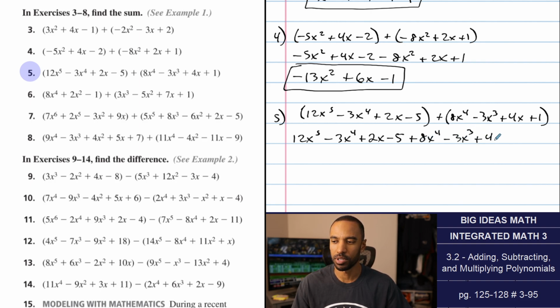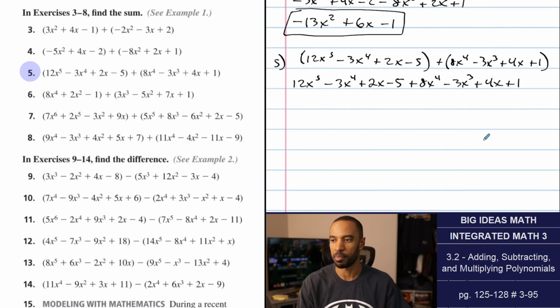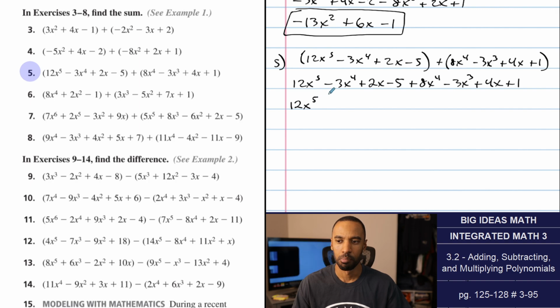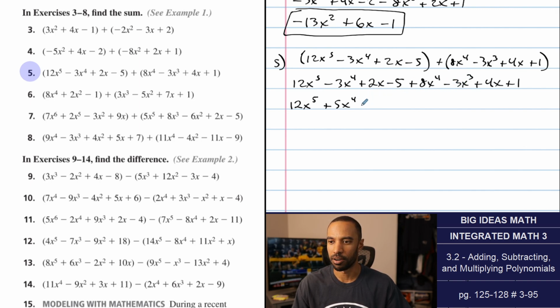But anyway, what you see once again for these sums, they say find the sum. Each of these, I'm just rewriting the original problem, but without parentheses, basically. There was no other fifth degree term. Negative 3x to the 4th plus 8x to the 4th is 5x to the 4th. I have an x cubed term, part of the standard form over there, so I'm going to use that one. I don't see any squared terms. 2x plus 4x is 6x, and negative 5 plus 1 is negative 4.